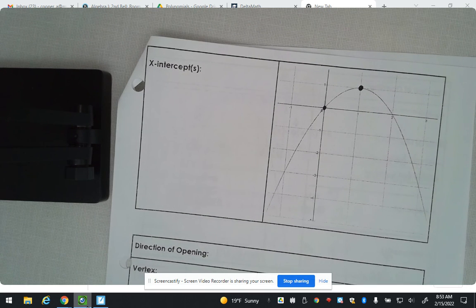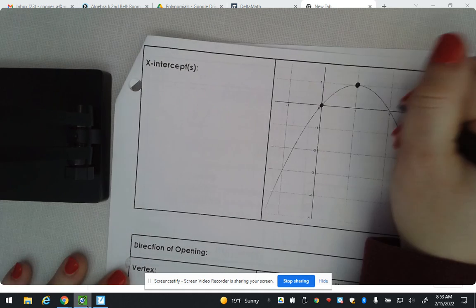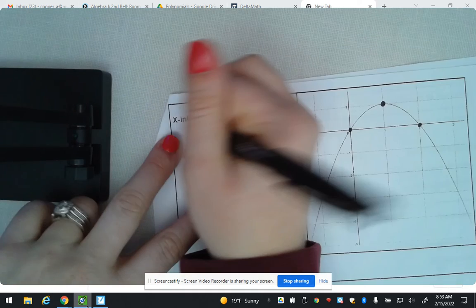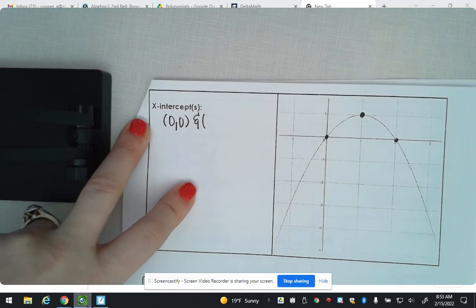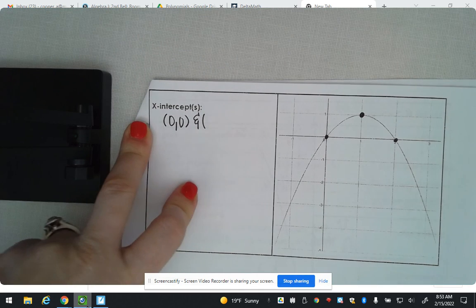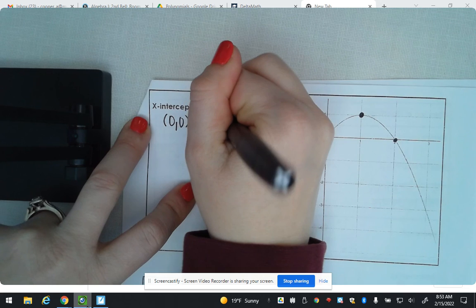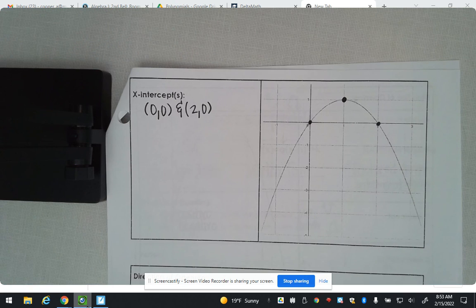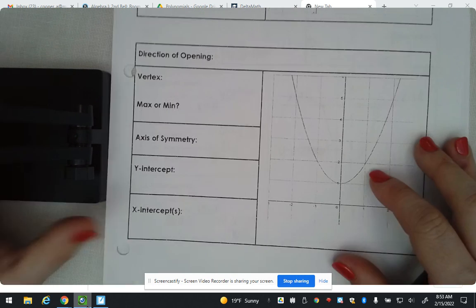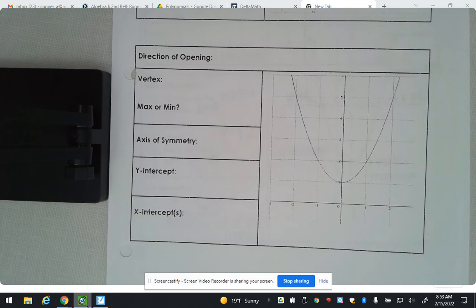X-intercepts. How many do I have? 2. My first one is at 0, 0. And my second one is at, not 0, 2. 2, 0. Always the number, comma x, or comma y. Okay? 2, 0. I would like you to do the third one and the fourth one. Do those for me really quickly, please.